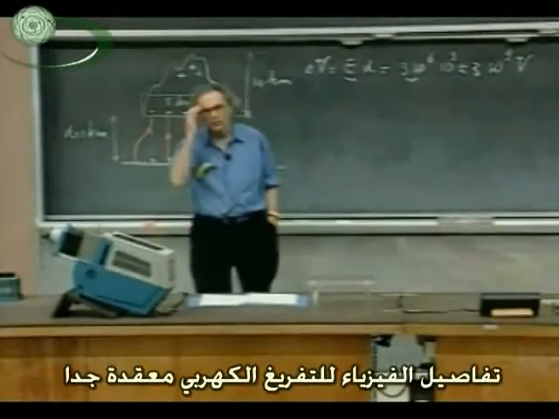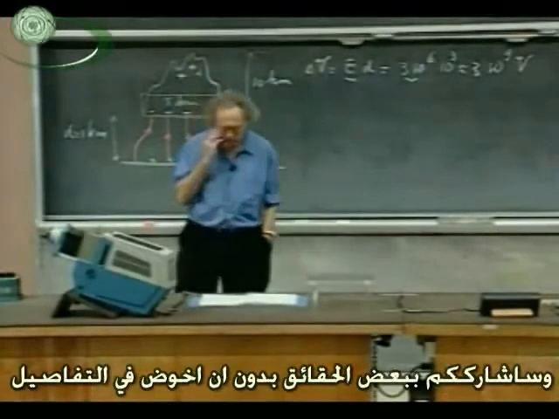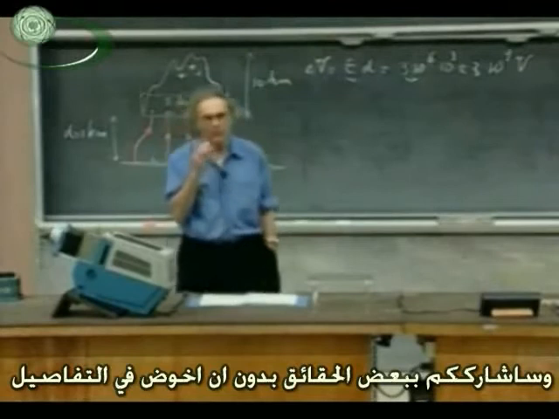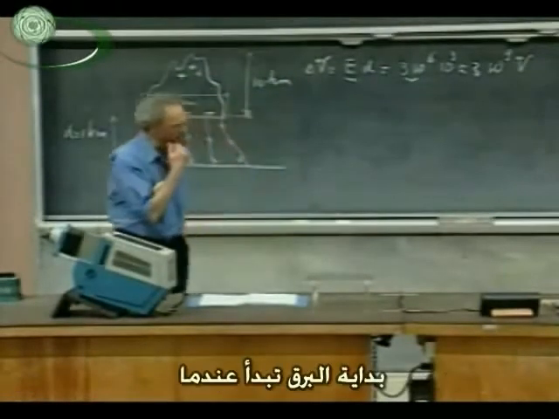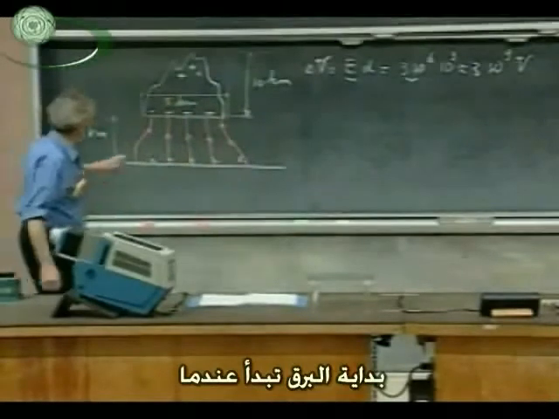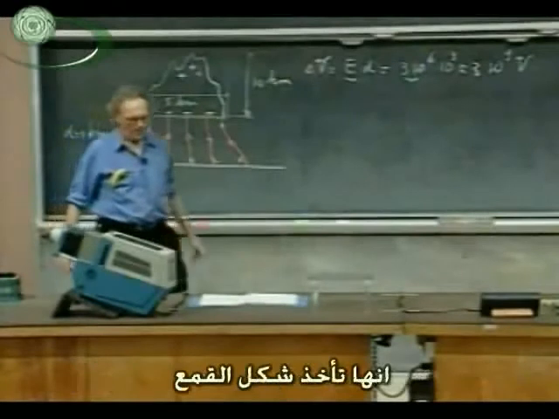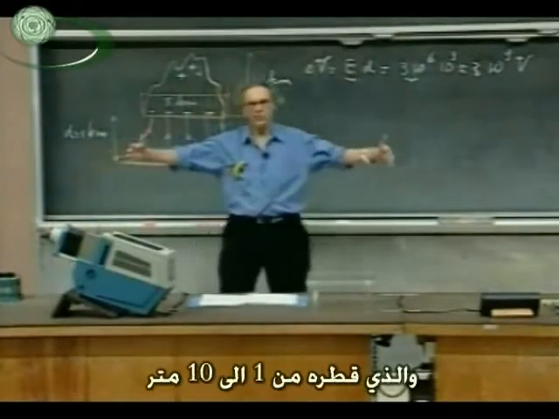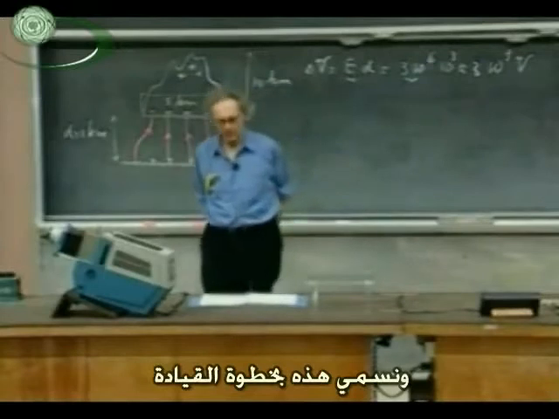The details of the physics of the discharge are very complicated. But I want to share with you some facts without giving detailed explanations. The start of the lightning begins when electrons begin to flow from the cloud to the Earth. They form a funnel which is about 1 to 10 meters in diameter, and we call that the step leader.